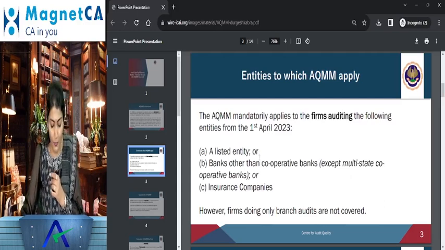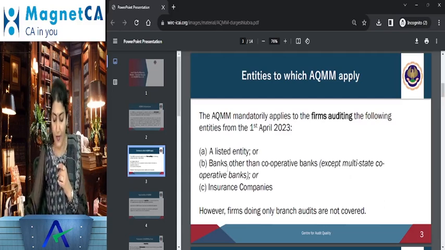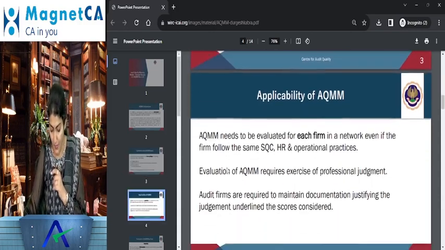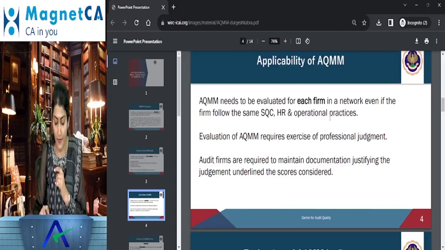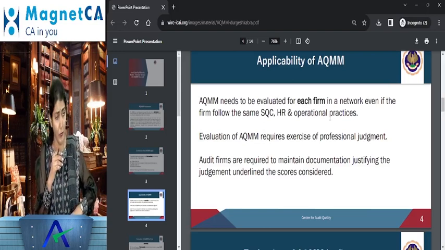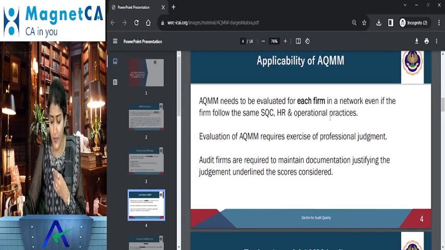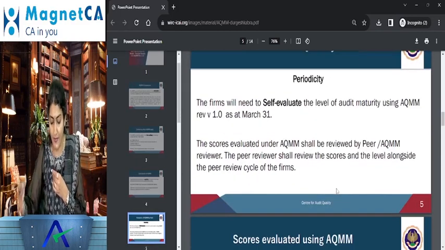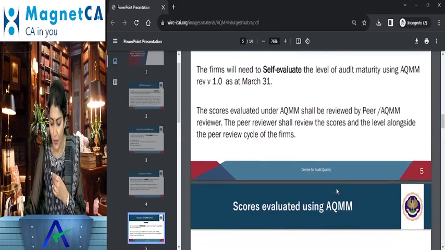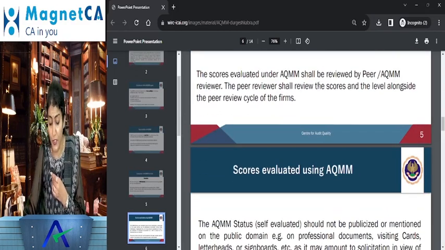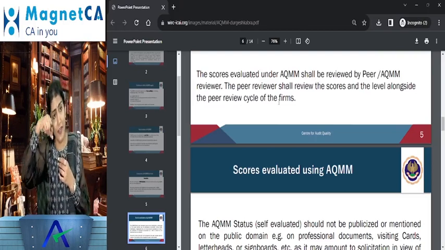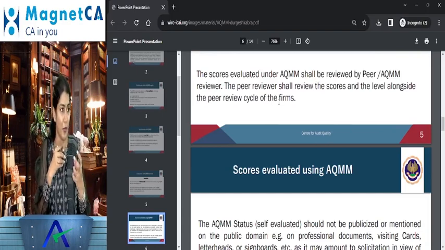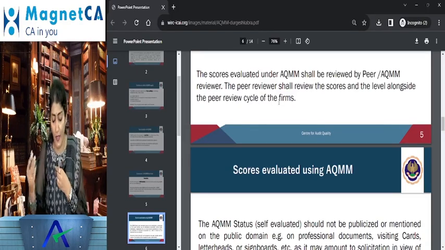So all firms who are doing the audit of listed entities, banks other than cooperative banks, and insurance companies. Then each firm or network of the firm follows the SQC, standard on quality control, the HR and the operational practices. And what is AQMM? The audit quality maturity model requires the exercise of professional judgment. They have to do the self-evaluation of the AQMM, and the peer reviewer shall review the scores and the level alongside the peer review cycle of the firm. So you will do a self-evaluation, you will say how much score you have given to your firm, and that will also be looked into by the peer reviewer.